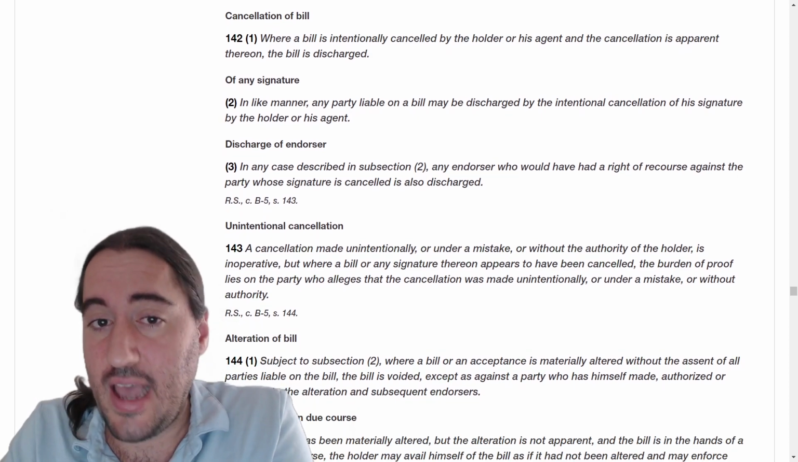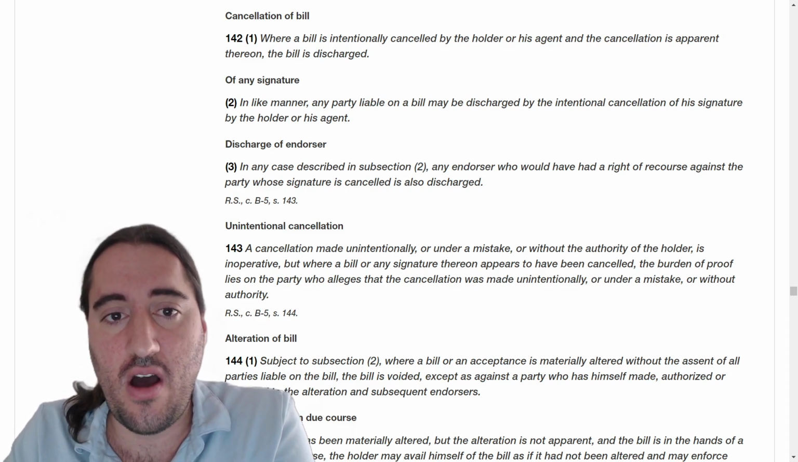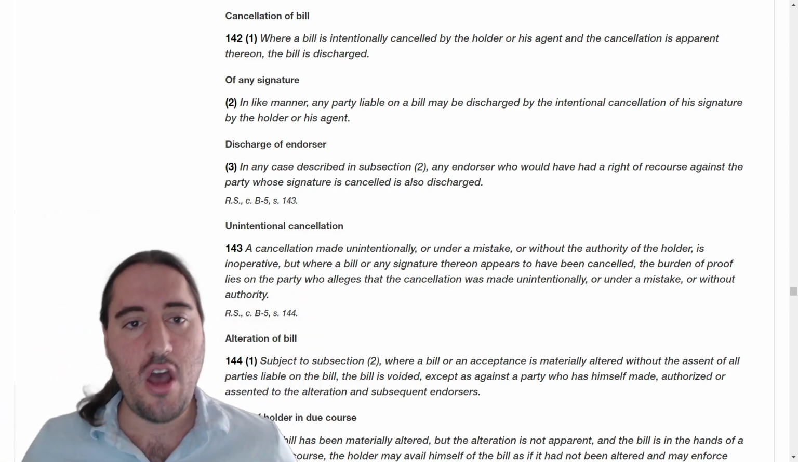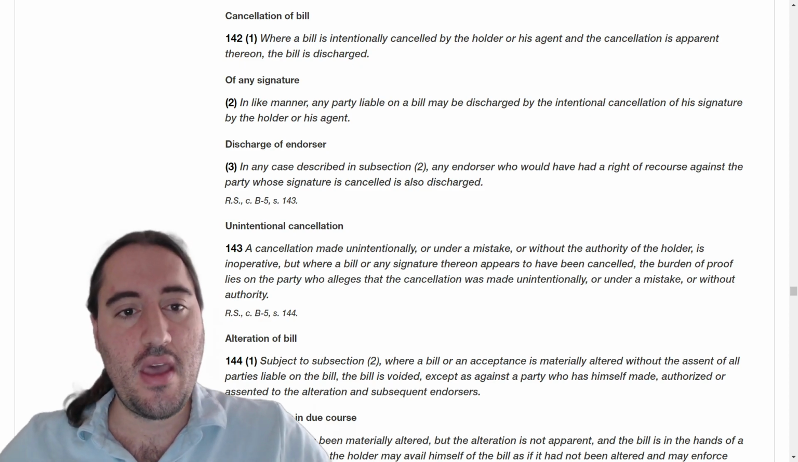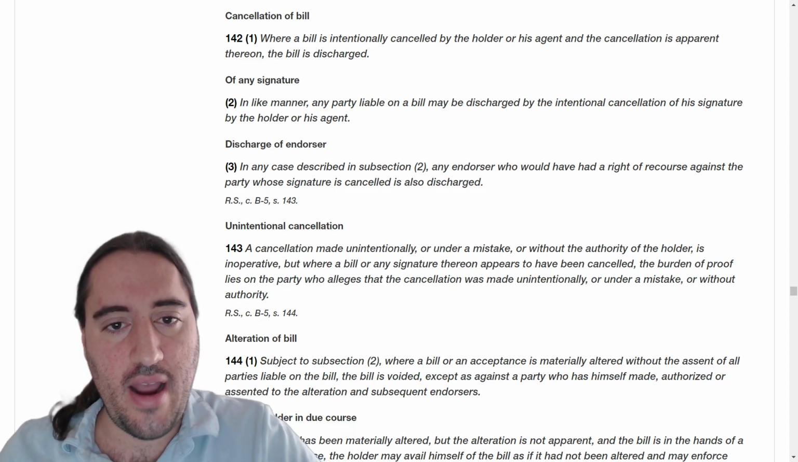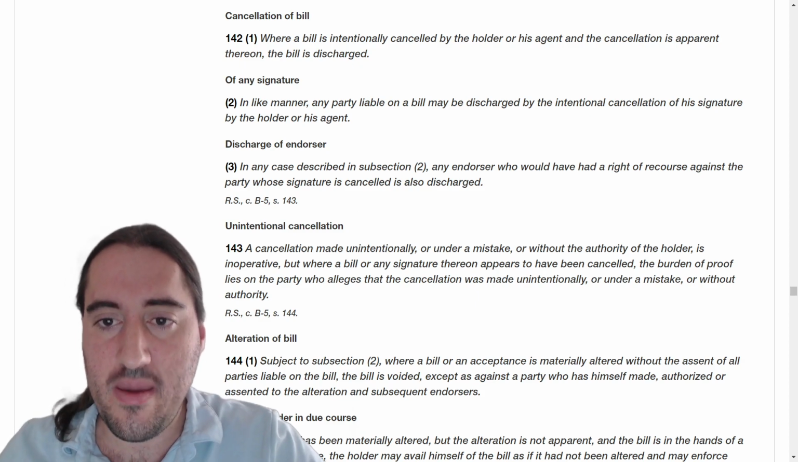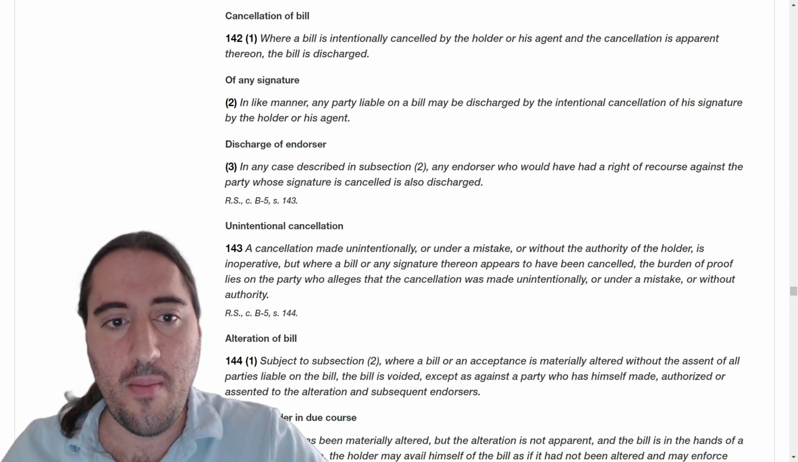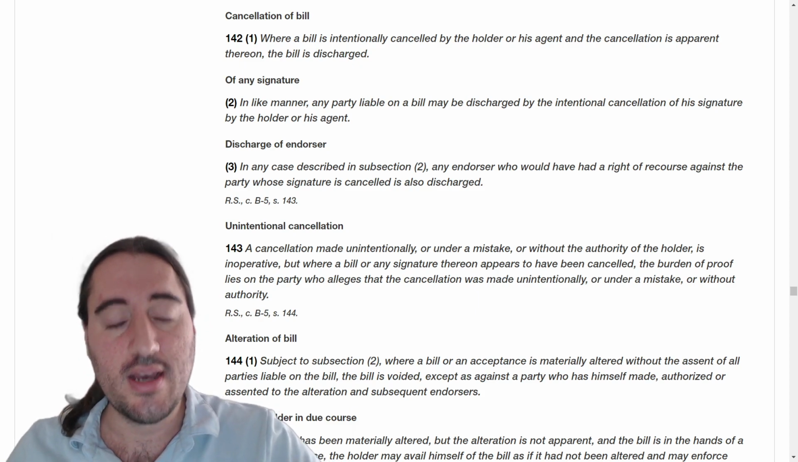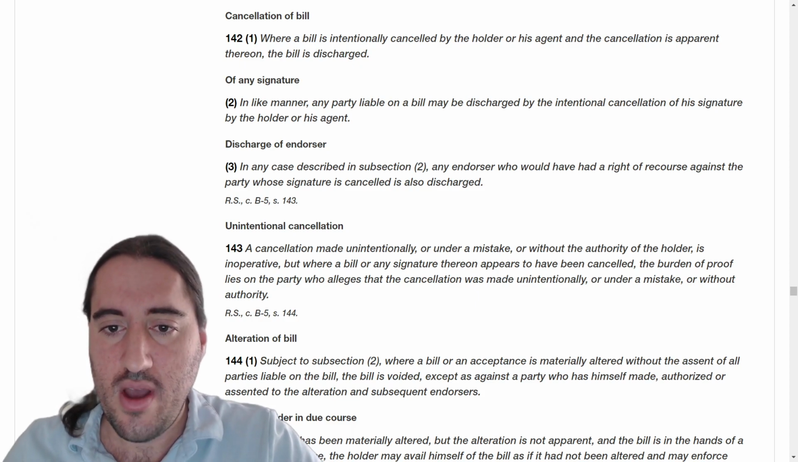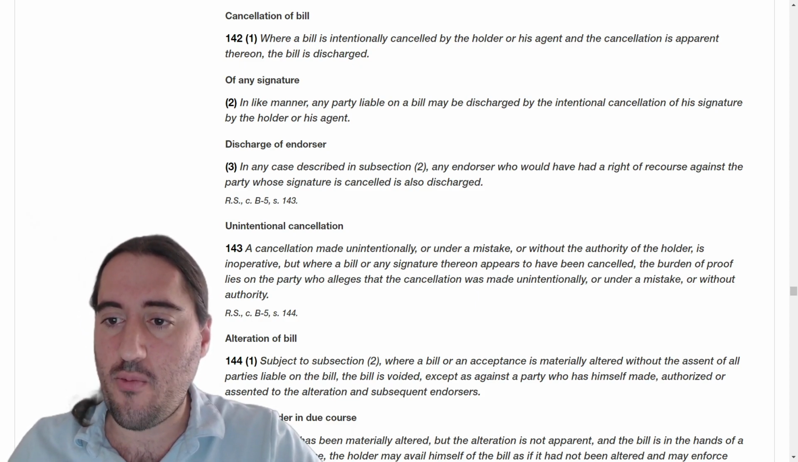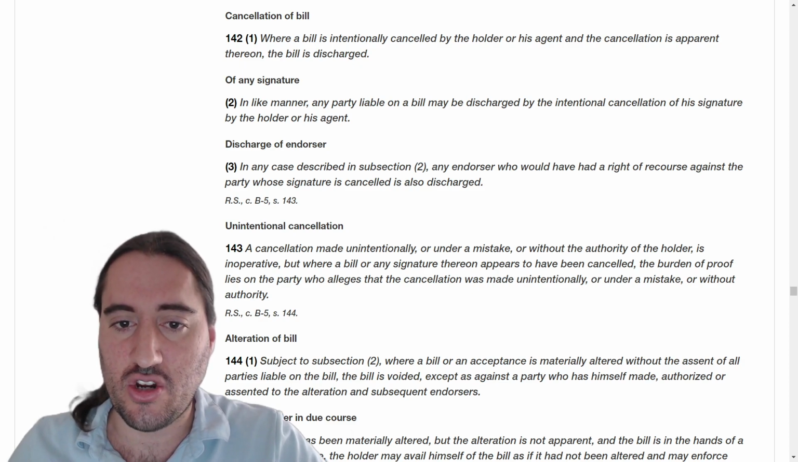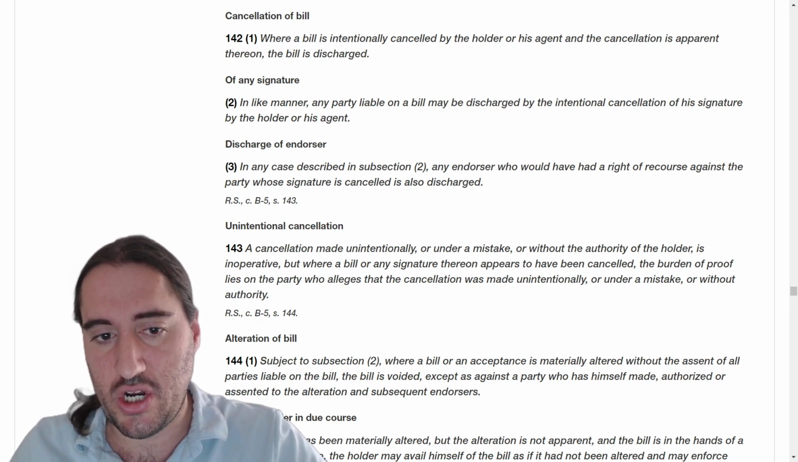Cancellation of bill. Where a bill is intentionally canceled by the holder or his agent and the cancellation is apparent thereon, the bill is discharged. Of any signature. In like manner, any party liable on a bill may be discharged by the intentional cancellation of his signature by the holder or his agent. Discharge of endorser. In any case described in subsection 2, any endorser who would have had a right of recourse against the party whose signature is canceled is also discharged.